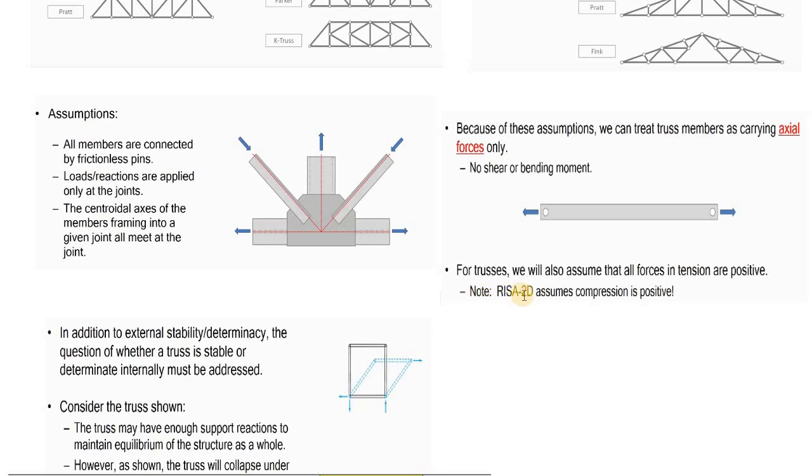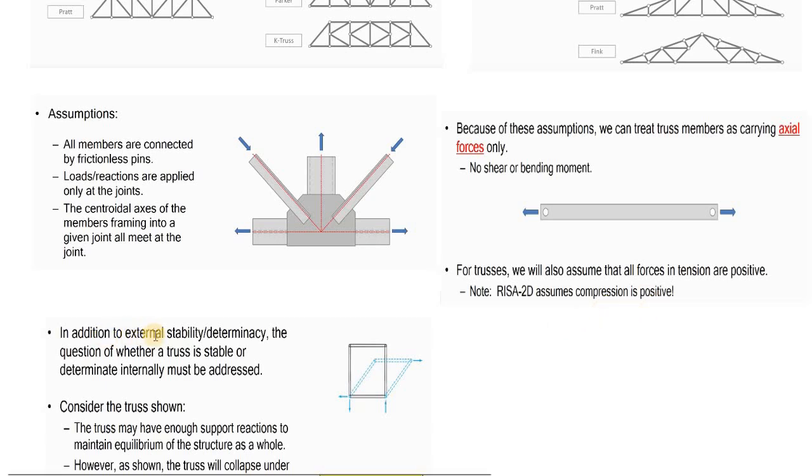Now note, RISA 2D assumes compression is positive. RISA 2D is a software we use to analyze structures. It's a software we use to analyze beam, column, truss. So in RISA 2D, all the compression forces are taken to be positive.